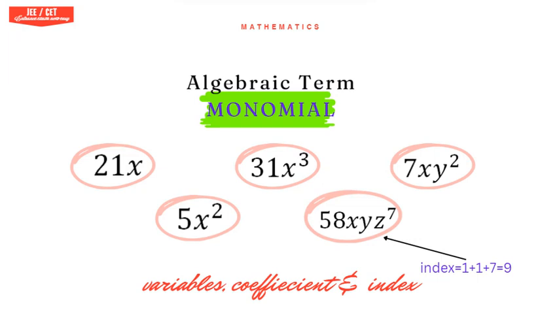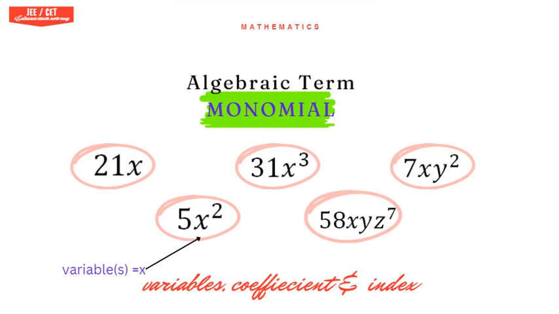The index or degree of a monomial is the sum of the exponents of all the variables in the expression. In the example, power of x is 1, power of y is 1, and power of z is 7. Total sum is 9, so the index is 9.